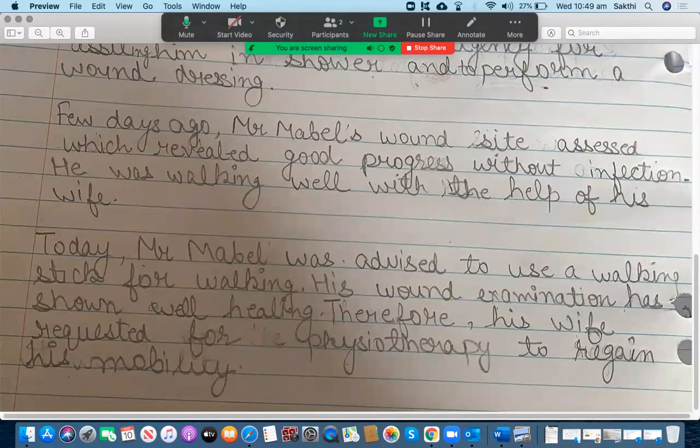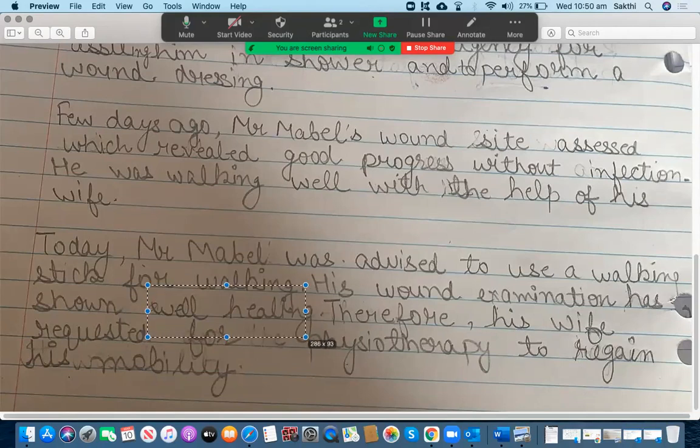That's good. He was walking well with the help of his wife. That's also good. Today, Mr. Mabel was advised to use a walking stick for walking. Okay, for walking. All right. His wound examination has shown well healing.